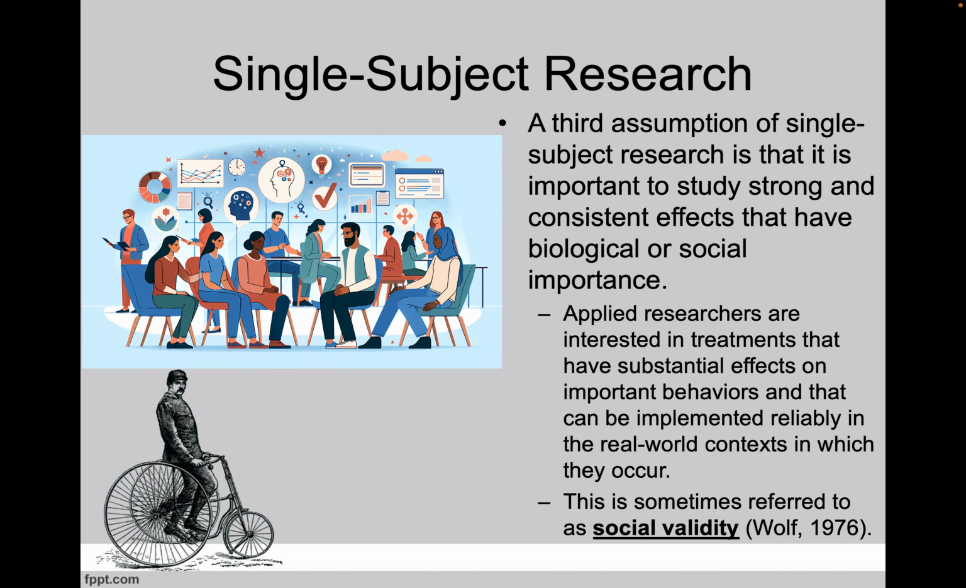A third assumption of single subject research is that it is important to study strong and consistent effects that have biological or social importance. Applied researchers are interested in treatments that have substantial effects on important behaviors and that can be implemented reliably in the real-world context in which they occur. This is sometimes referred to as social validity.